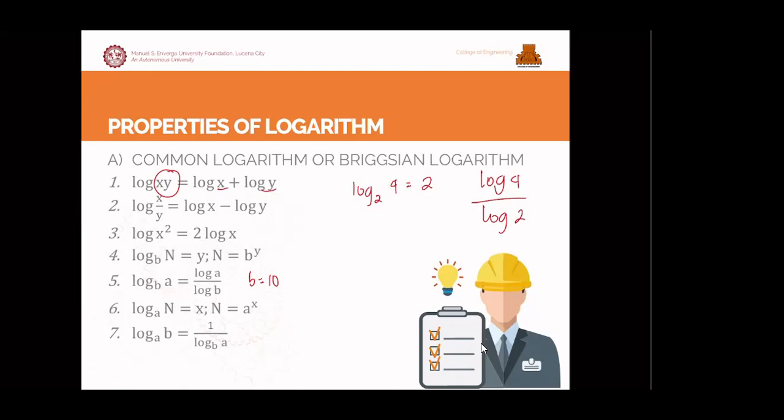Number 5, then number 6 is the same as number 4, only the base is different. And in number 7, log base b of a becomes 1 over log base a of b, because it is log of 10 all over log of b a, and log of 10 is equals to 1.